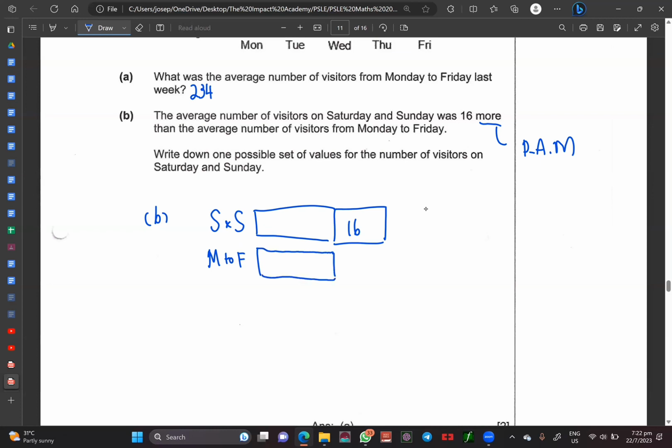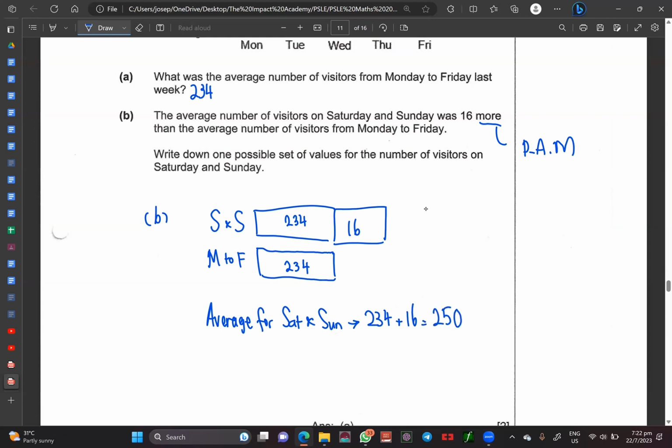All right, so this is the part. Now, do you realize that just now we actually found that 234 is the average for Monday to Friday? That is the answer in A. So when I know that this is 234, I need to mirror image up. So I know that the average for Saturday and Sunday will then be 234 plus 16, which equals 250.